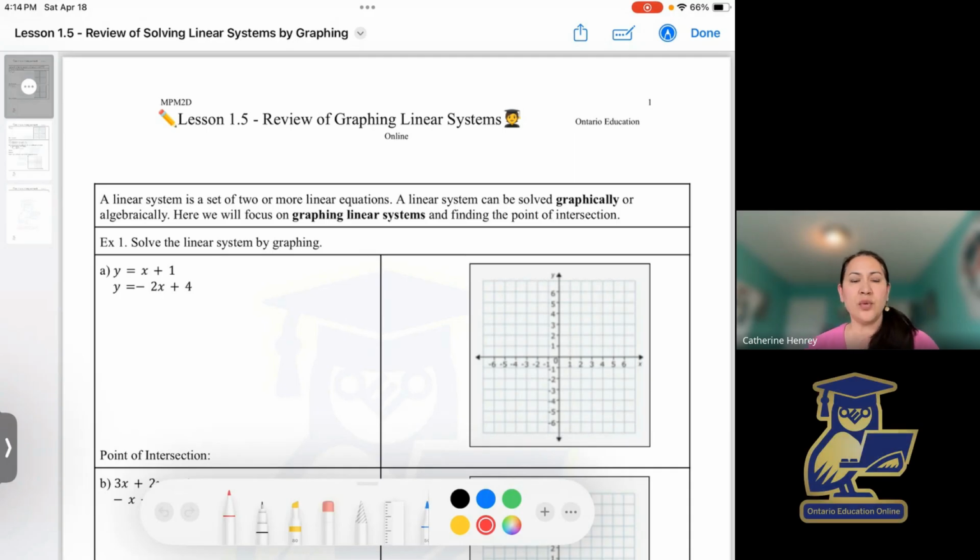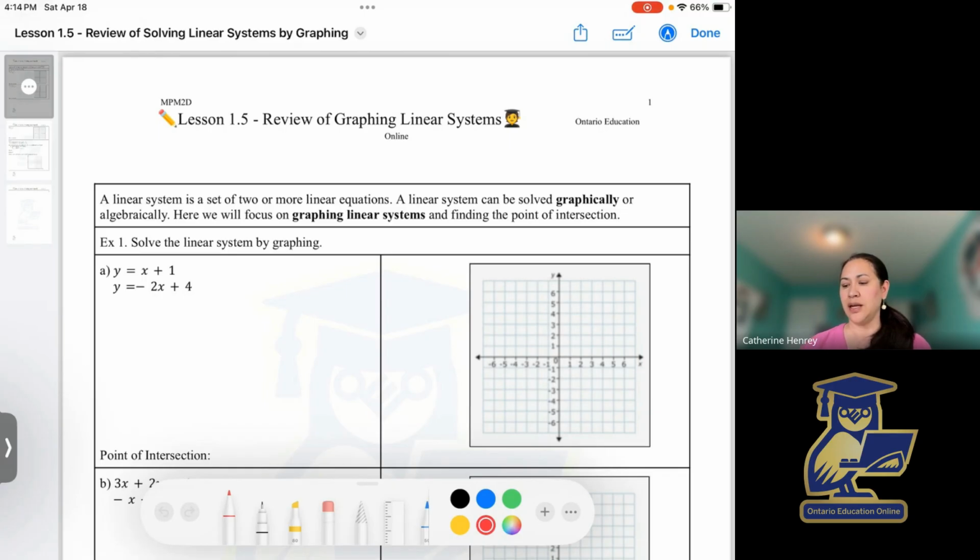So welcome to lesson 1.5, where we're going to take a look at graphing linear systems. Remember that a linear system is a set of two or more linear equations on the same set of axes. Linear systems can be solved graphically or algebraically, but in this lesson, we're only going to focus on graphing linear systems to find the point of intersection. And that point of intersection is the solution to the system because it satisfies both equations that are given.